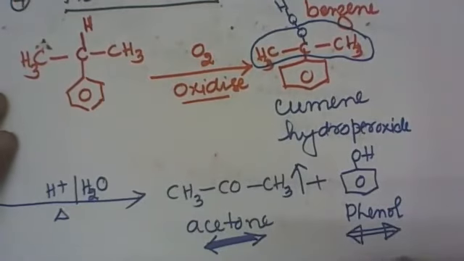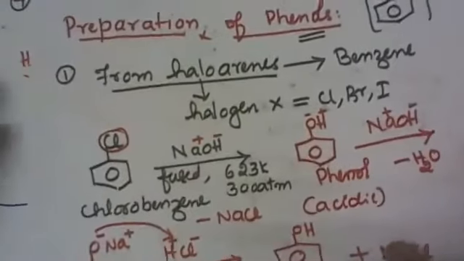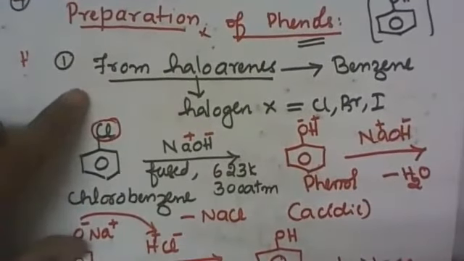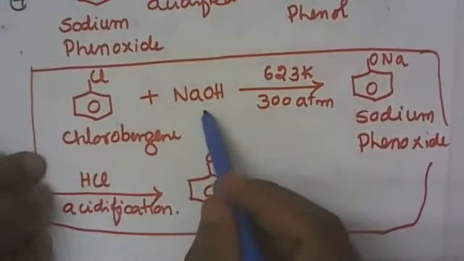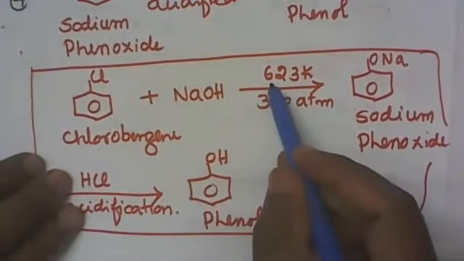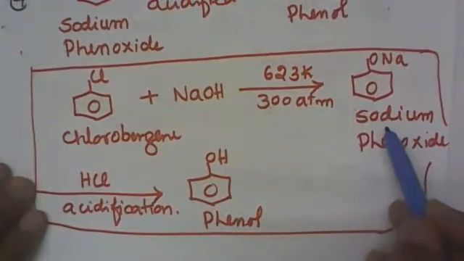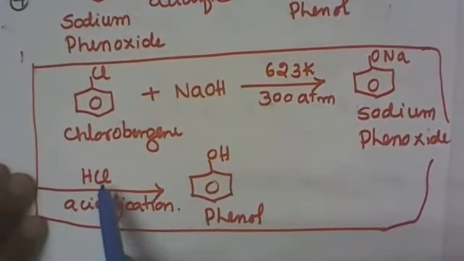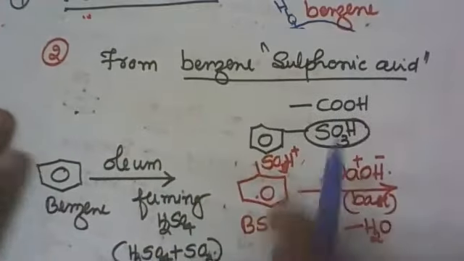So let me again go through the preparation methods. What was the first method? From haloarene. Chlorobenzene reacts with sodium hydroxide at 623 Kelvin and 300 atmospheric pressure to get sodium phenoxide. On acidification it gives phenol. What is the second method? The second method is from benzene sulfonic acid.